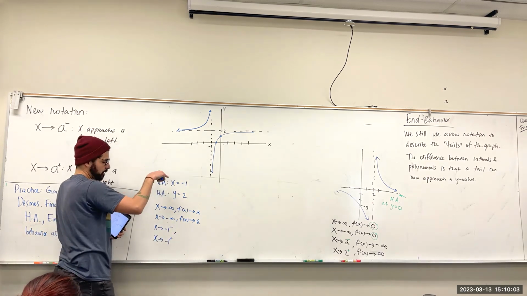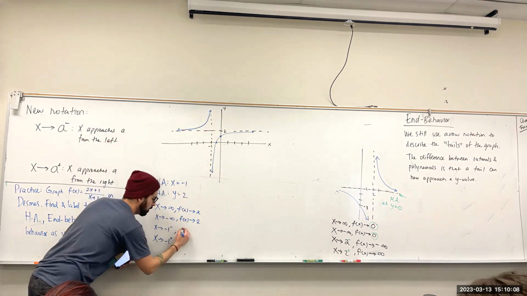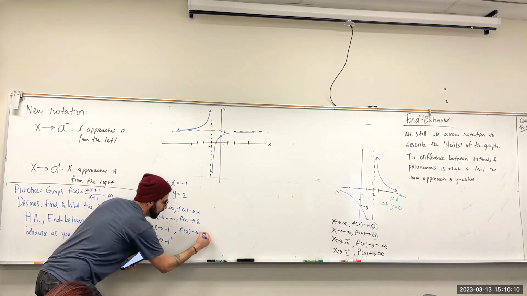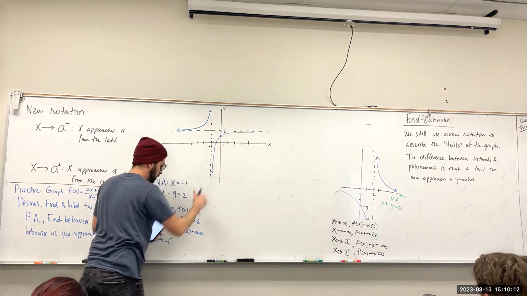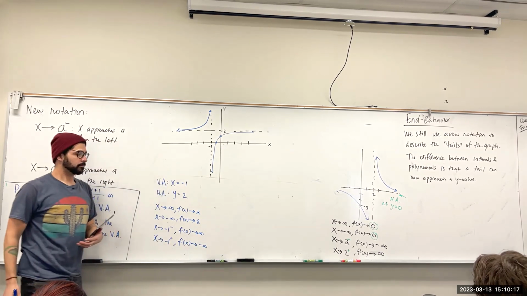Okay, as x is approaching -1 from the left, the y values go up. And as you approach from the right, the y values go down. You should get something like that. Okay?